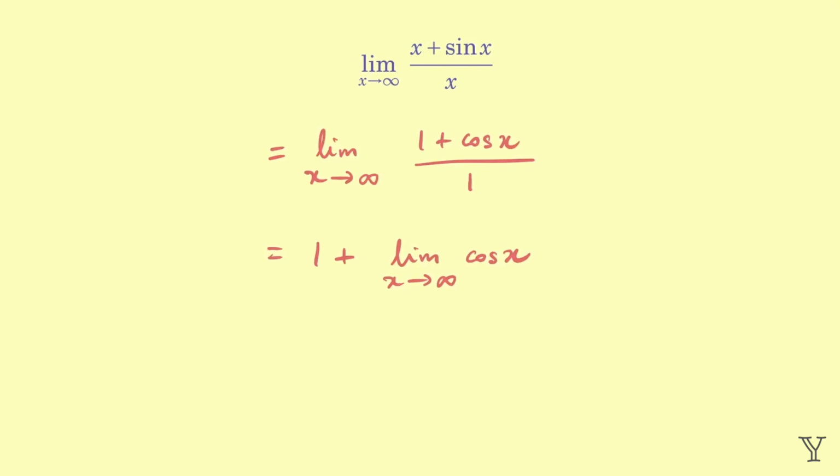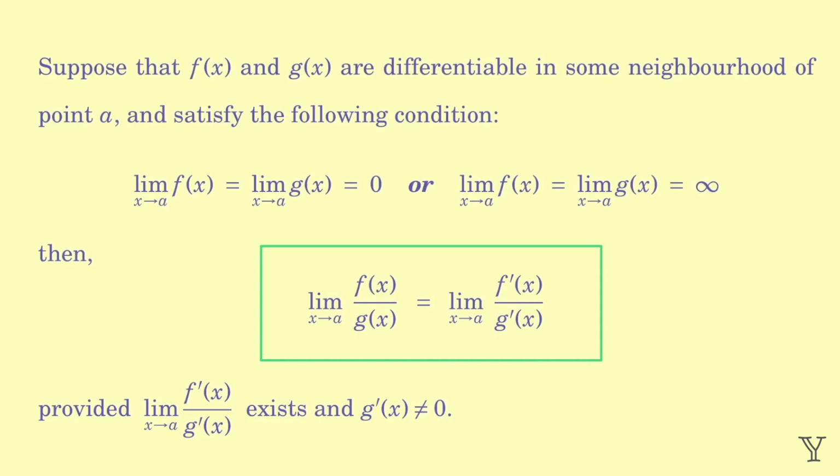We might therefore come to the conclusion that the limit as x goes to infinity x plus sin x upon x does not exist. This conclusion, however, is not correct. Let us revisit the statement of L'Hopital's rule for a moment to see why this is so. L'Hopital's rule clearly states that the limit as x goes to a f x upon g x is equal to the limit as x goes to a f dash x upon g dash x, provided the limit as x goes to a f dash x upon g dash x exists. This is a crucial part of the statement.